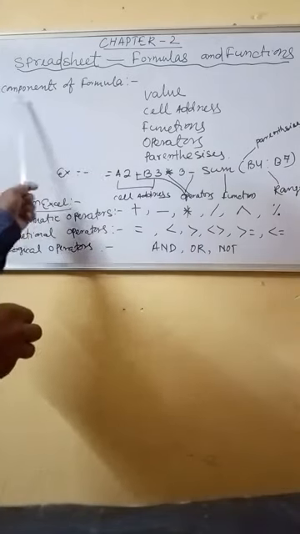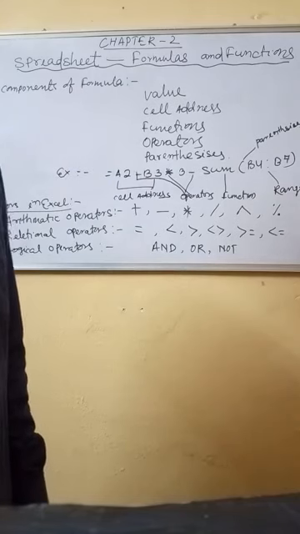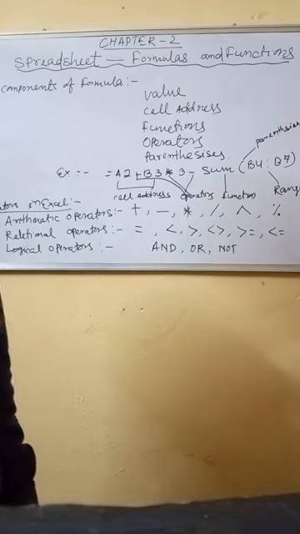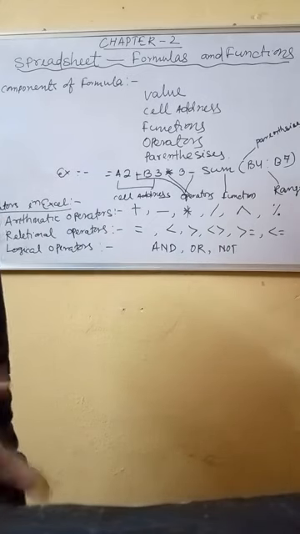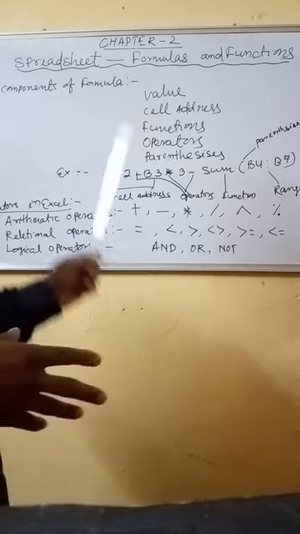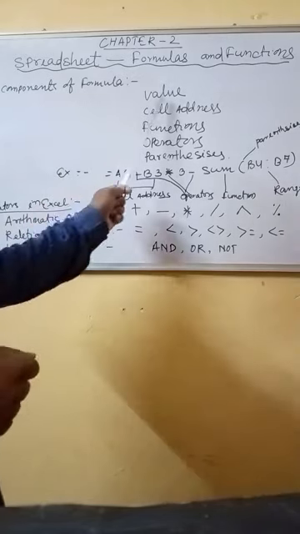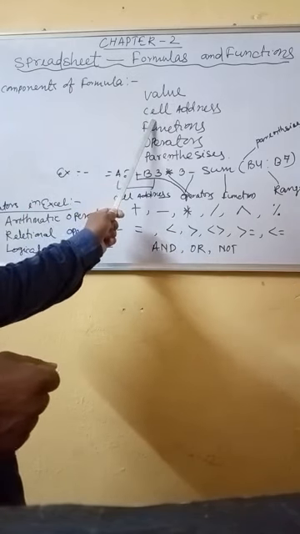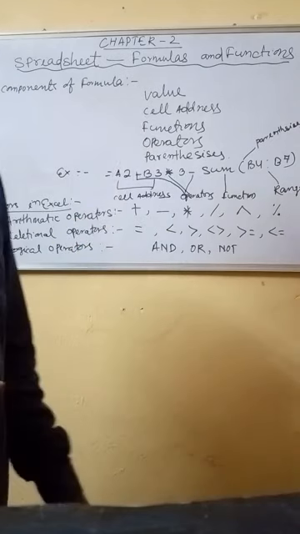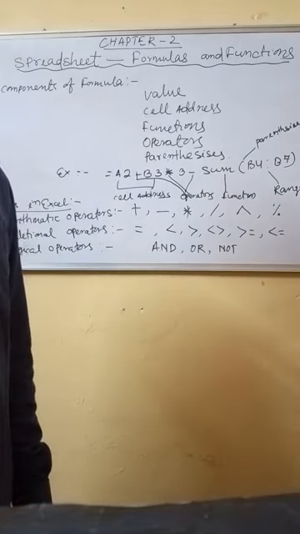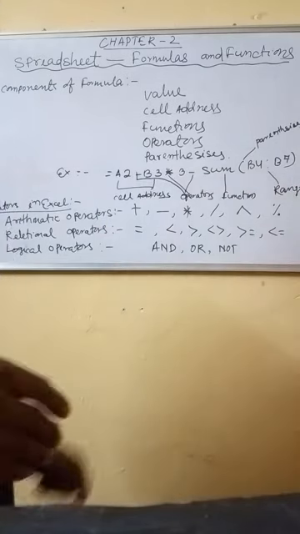First of all, the components of the formula. When you type a formula in the Excel sheet, any type of formula, maybe a simple interest formula, a compound interest formula or any complicated formula, what are the components of the formula? That we will see first. First of all, value, thereafter cell address, then functions, then operators, then parentheses. These are the components of the formula. When you are writing a formula, these are the things you require.